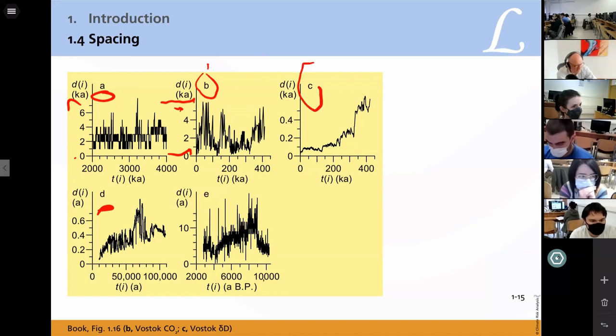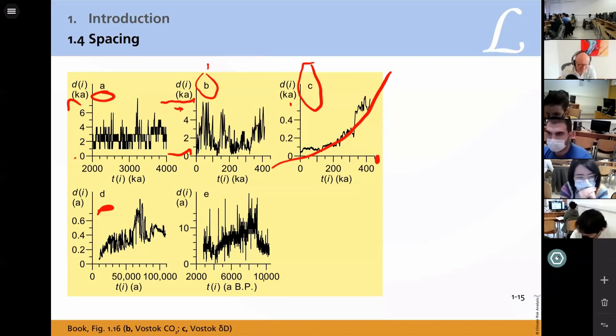And this is an interesting thing. This is Vostok deuterium, and we see here an increase down the core. Here it's 420. We have a large spacing of maybe 0.5 or 0.6. We make a short break, and during the break you can think about, and later we discuss, why do we see this trend. I just give short hints.